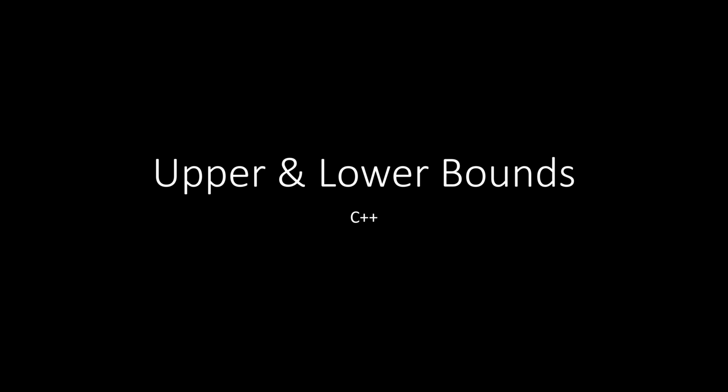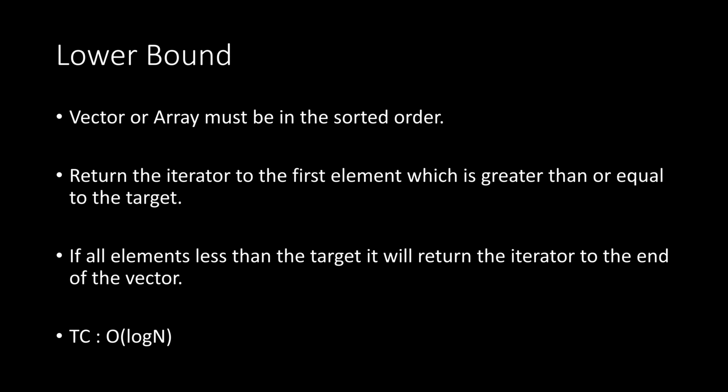Hi, in this video we are going to see about upper bound and lower bound method in C++. Okay, let's see about lower bound first. So lower bound means, consider you have an array or vector which is in sorted order. Now you want to find out the lower bound of one of the elements. For example, consider one element is 5.